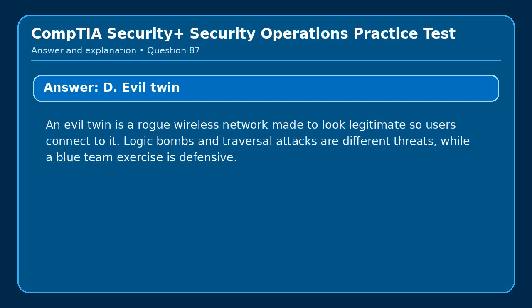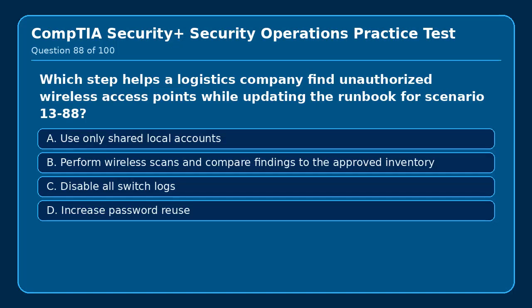The answer is A. Endpoint detection and response. EDR monitors endpoint activity and can detect, investigate, and respond to suspicious behavior. Modems, label printers, and cable toners do not provide endpoint behavioral security monitoring.